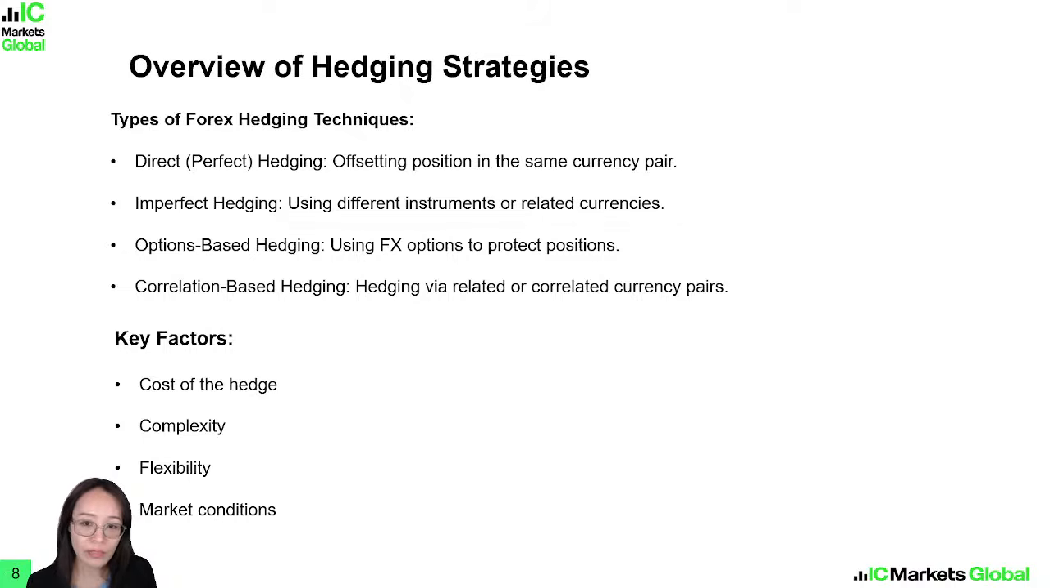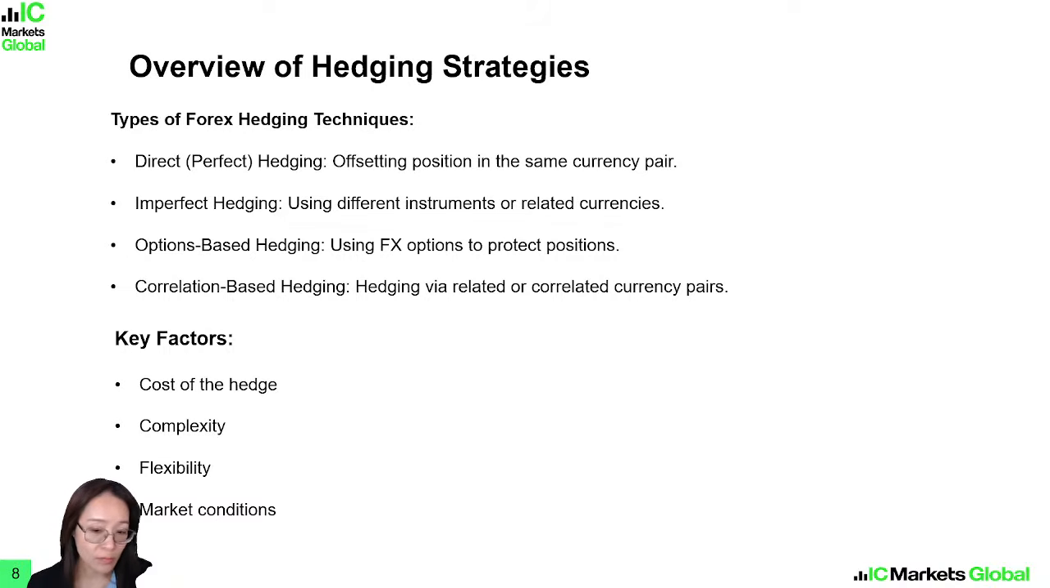And there will be 4 types of forex hedging technique. This is an overview. First one, we have direct perfect hedging, so basically you offset the position in the same currency pair. Imperfect hedging, using different instruments or related currencies. Option based hedging, using FX options to protect positions. And the last one, correlation based hedging, where you hedge via related or correlated currency pairs.